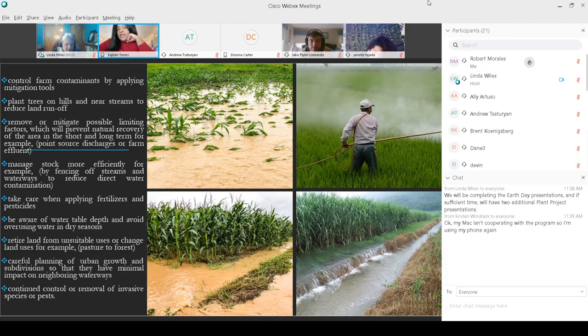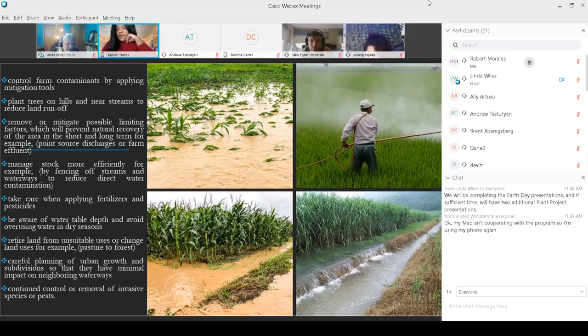And also some other ways are to control farm contaminants by applying mitigation tools. Plant trees on hills near streams to reduce land runoff. Remove or mitigate possible limiting factors, which will prevent natural recovery of the area in the short and long term, for example, point source discharges or farm effluent. Also manage stock more efficiently, for example, by fencing off streams and waterways to reduce direct water contamination. Take care when applying fertilizer and pesticides.